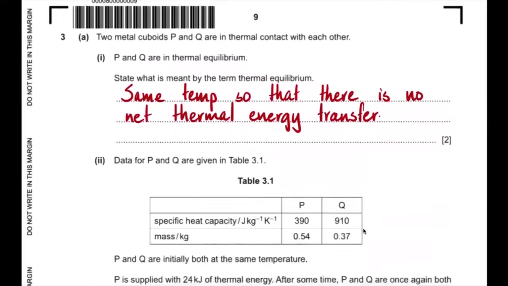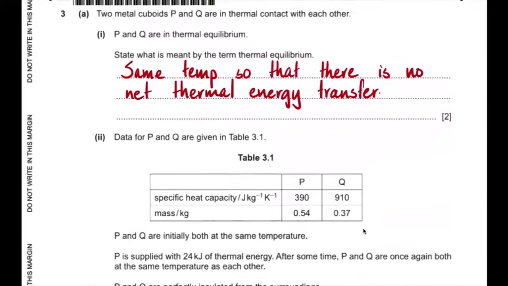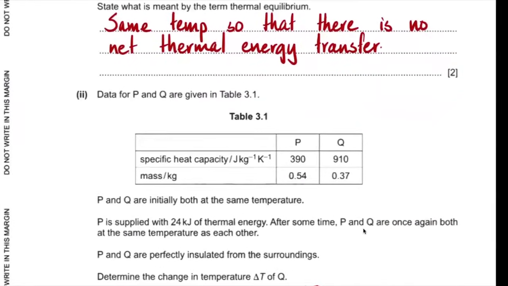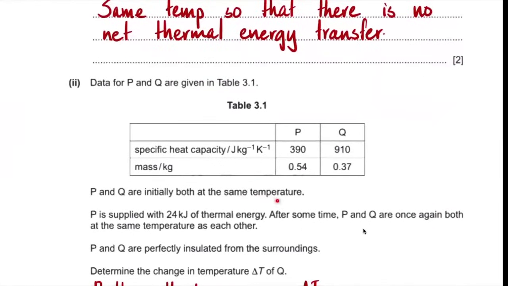Data for P and Q are given in table 3.1. P and Q are initially both at the same temperature. So they're in thermal equilibrium initially. P is supplied with 24 kilojoules of thermal energy. After some time, P and Q are once again both at the same temperature. So they reach thermal equilibrium again. Now, how would that happen?